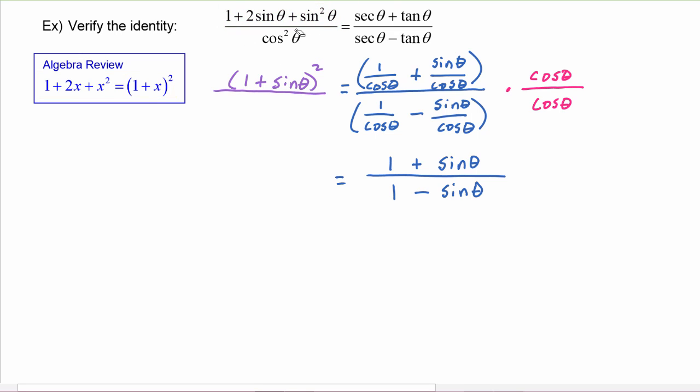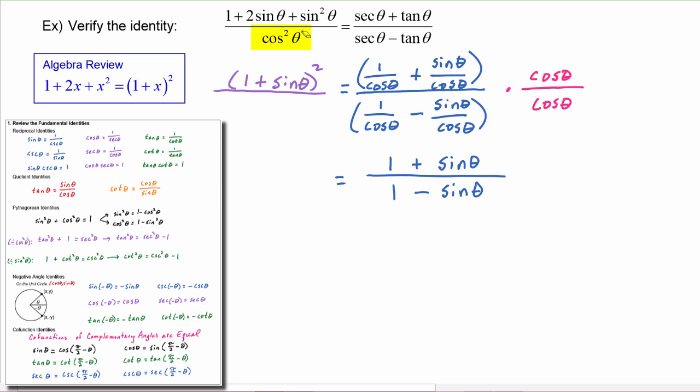Now in the denominator we have this cosine squared of theta, and when you look on the right hand side you see you have a 1 minus sine theta over here. In fact, the right hand side has all sines, no cosines. So I might be tempted to do the Pythagorean substitution here, where I can trade cosine squared of theta for 1 minus sine squared theta.